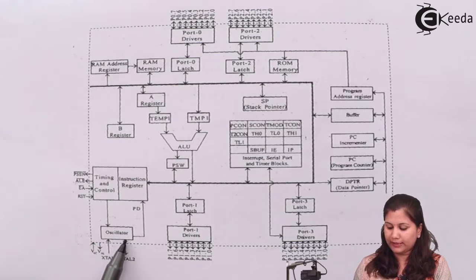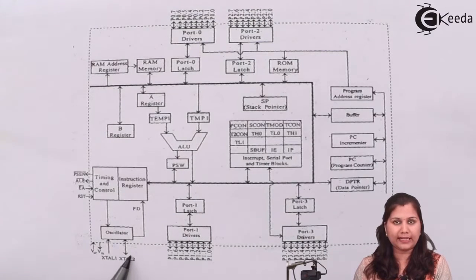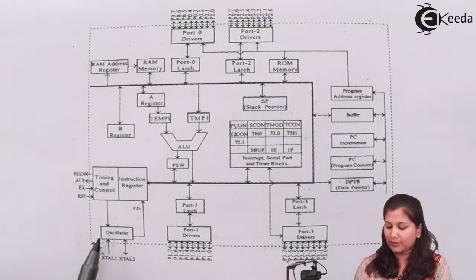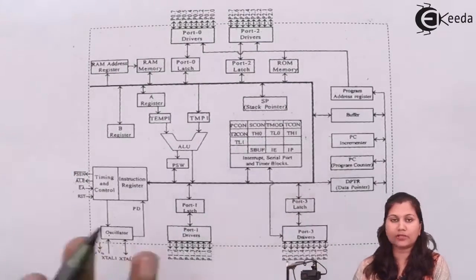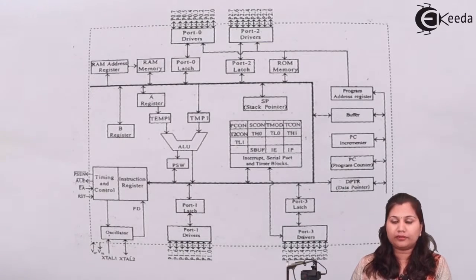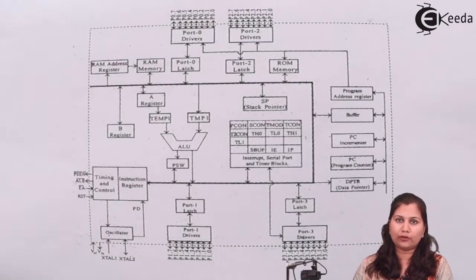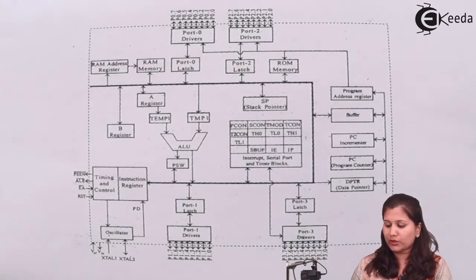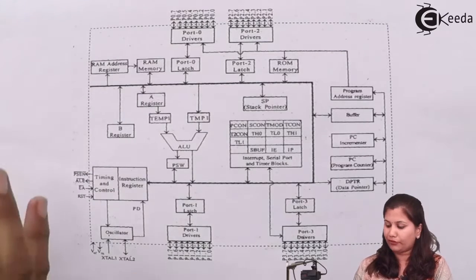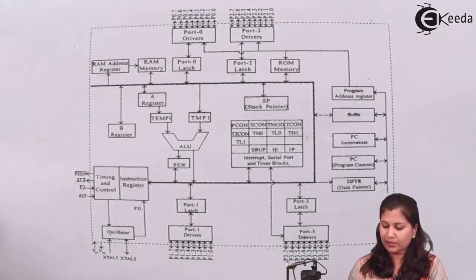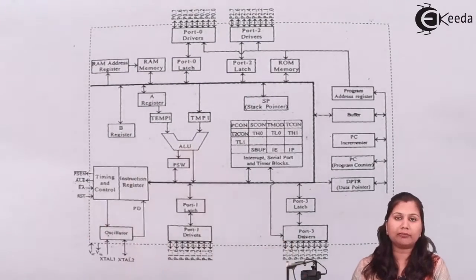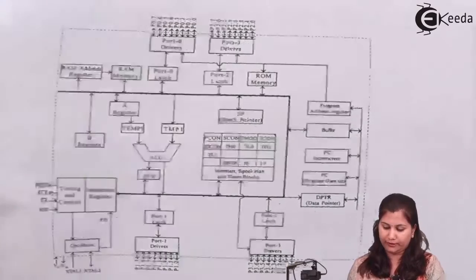All these signals are provided by the timing and control unit. Then we have the oscillator. To the oscillator, the crystal is connected, and this oscillator generates the clock pulses, and these clock pulses are provided to the different registers of this 8051. So this was just a short description of the block diagram. We will study the blocks in detail now. First, we will start with the ALU, that is the arithmetic and logical unit.